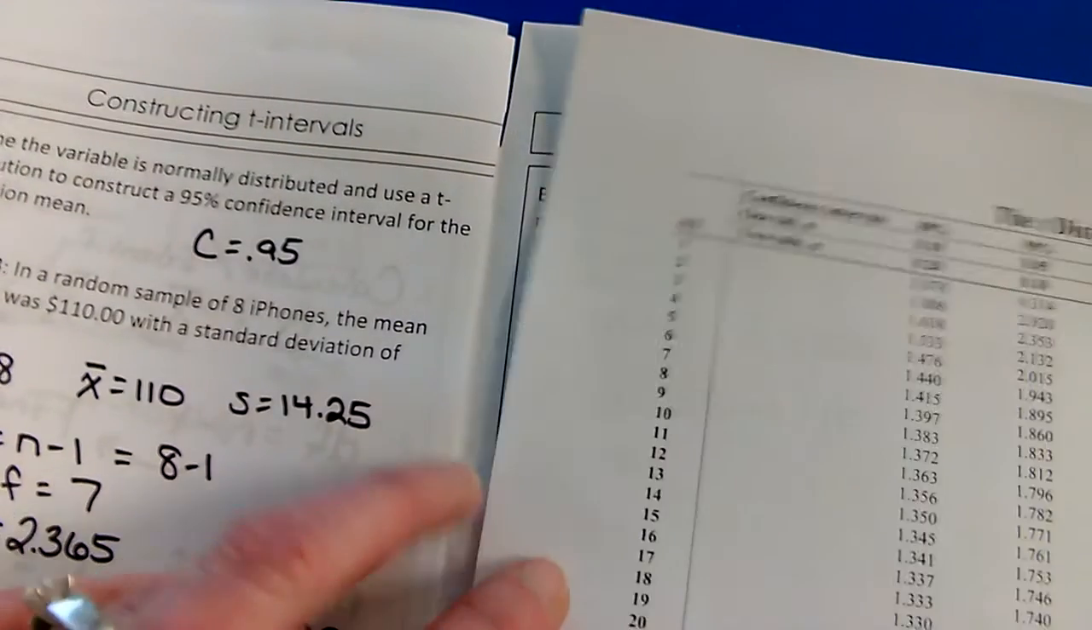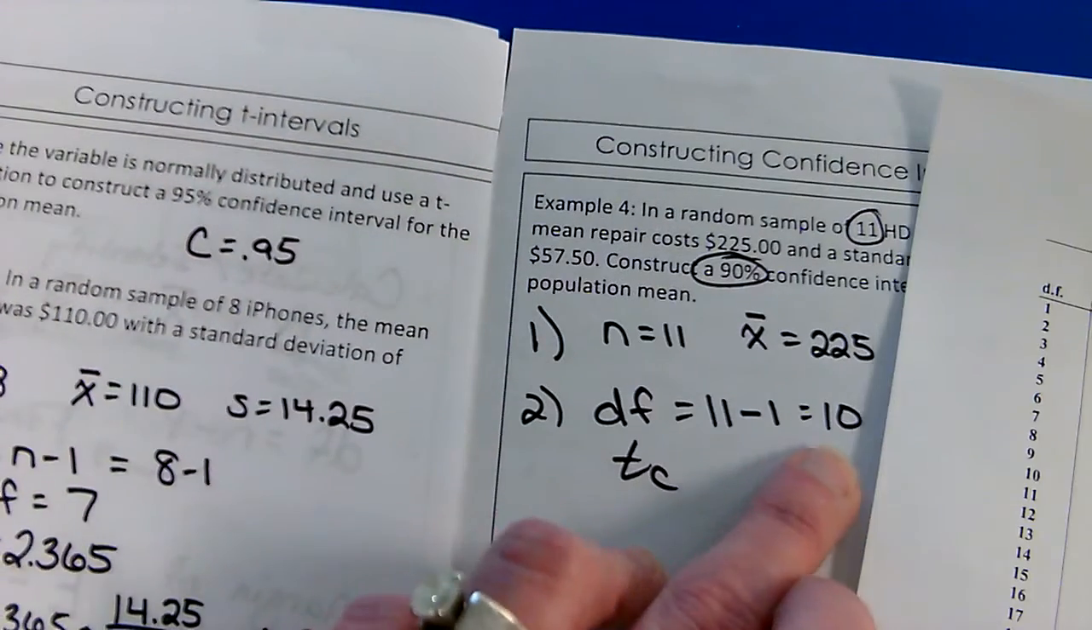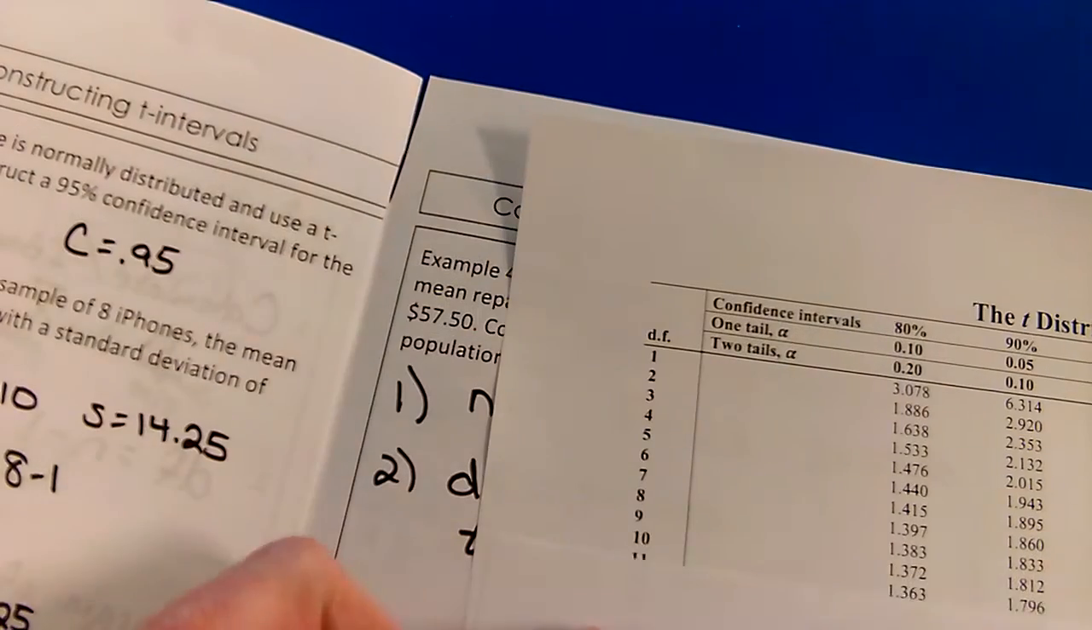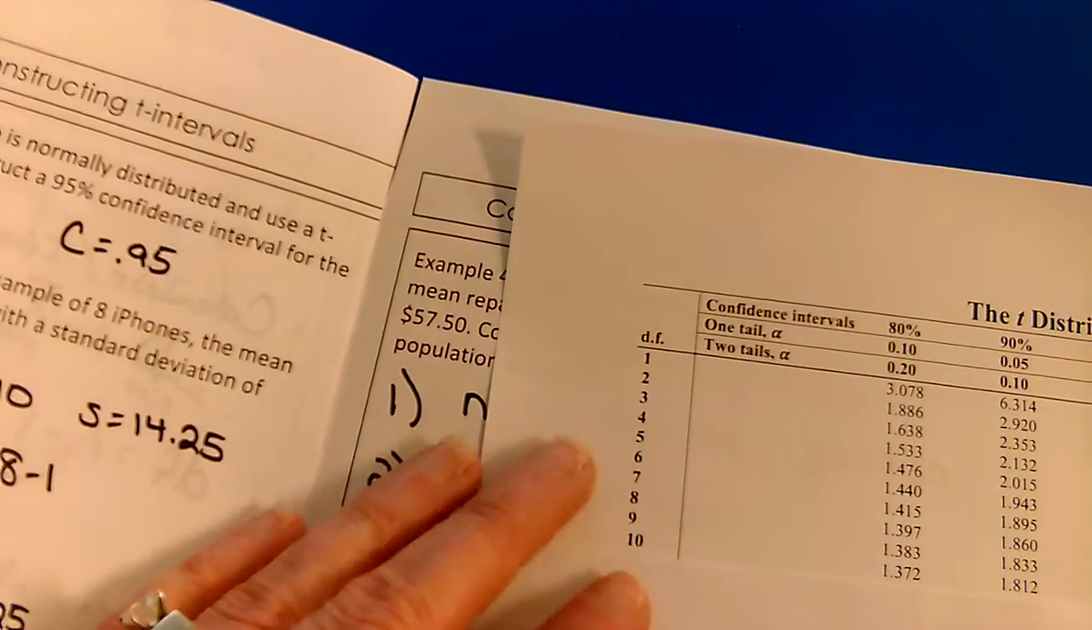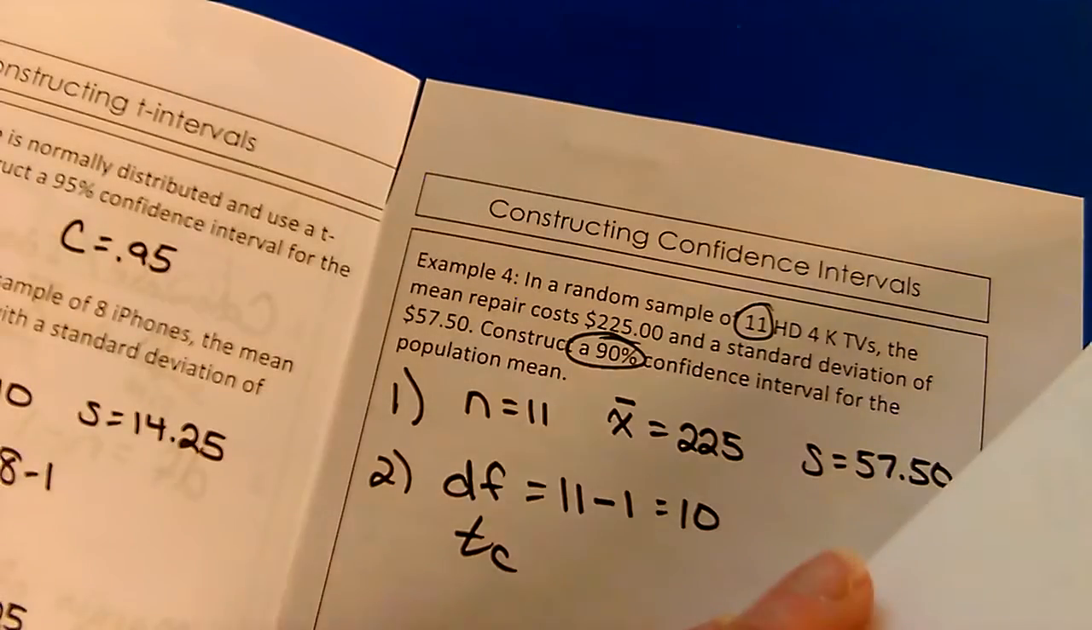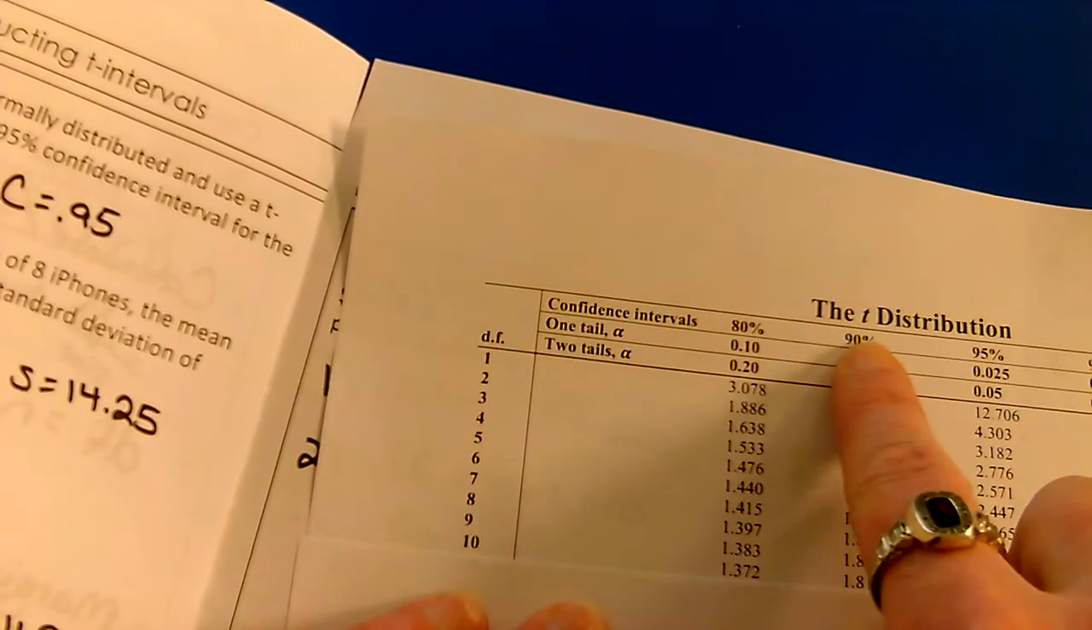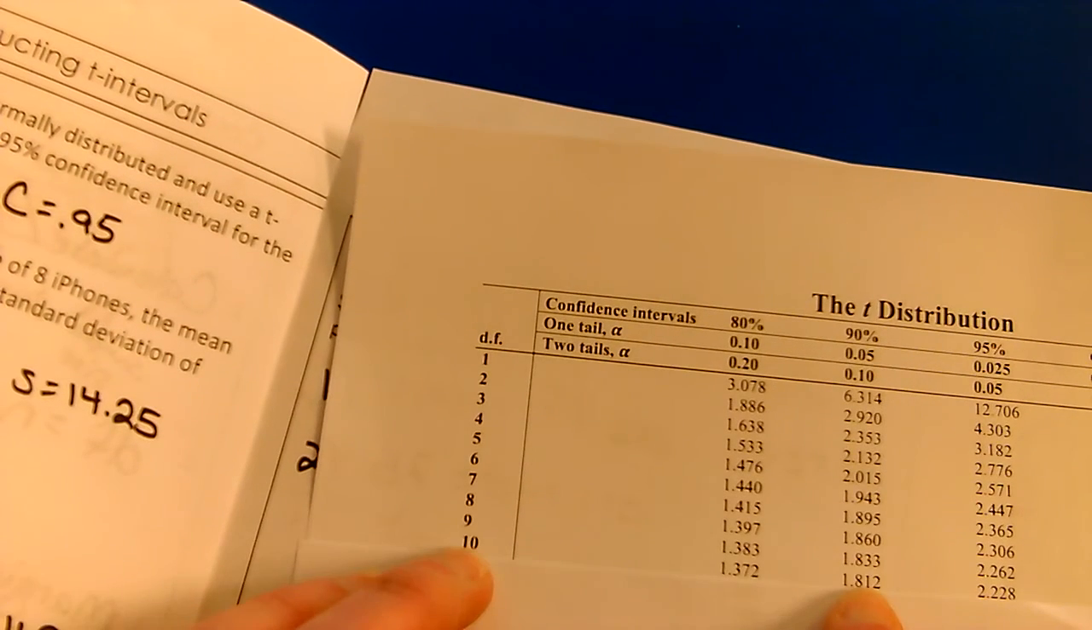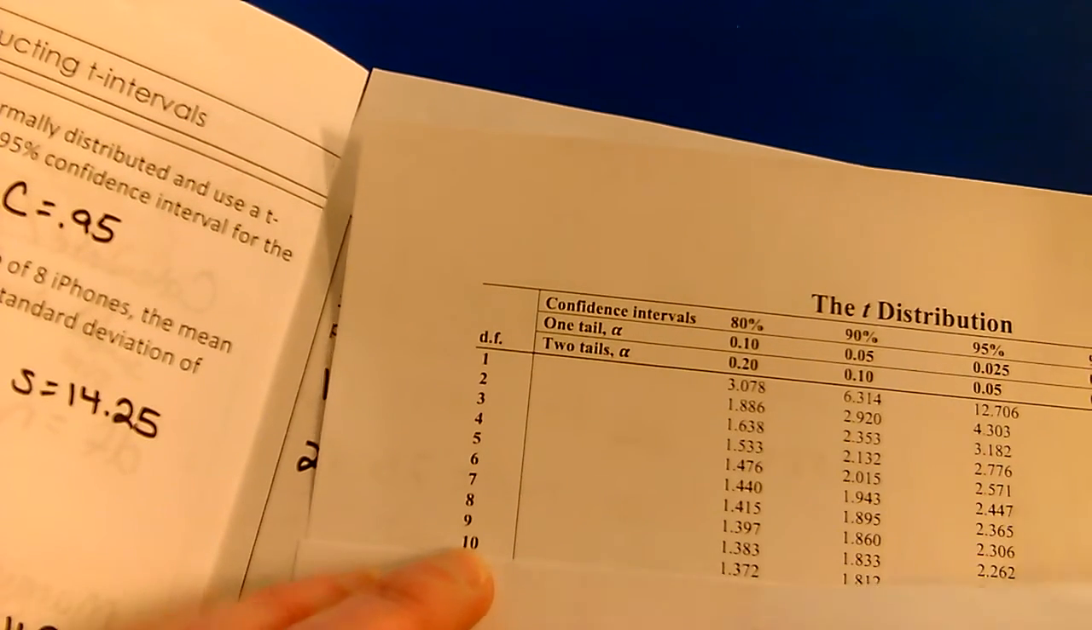We're going to find the t value by looking for the degree of freedom. I'm going to fold my paper up because it makes it easier. And then going across, and I'm looking for 90%. 90% with a degree of freedom of 10 is 1.812.